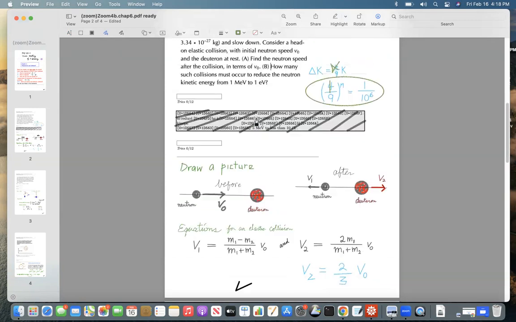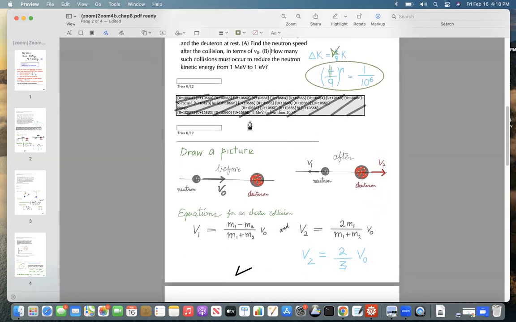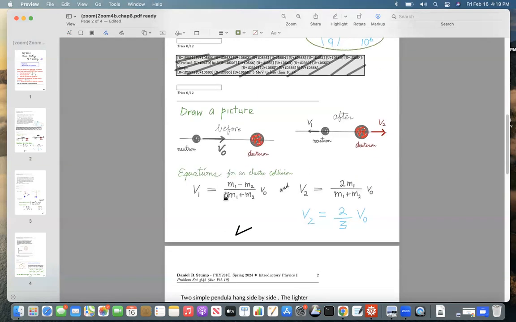All right, so that's an example of a problem where we're really using the fact that energy and momentum are conserved. We didn't actually write down those equations because we found the relevant equations for the elastic collision in the chapter. So you should have those written down in your notebook.